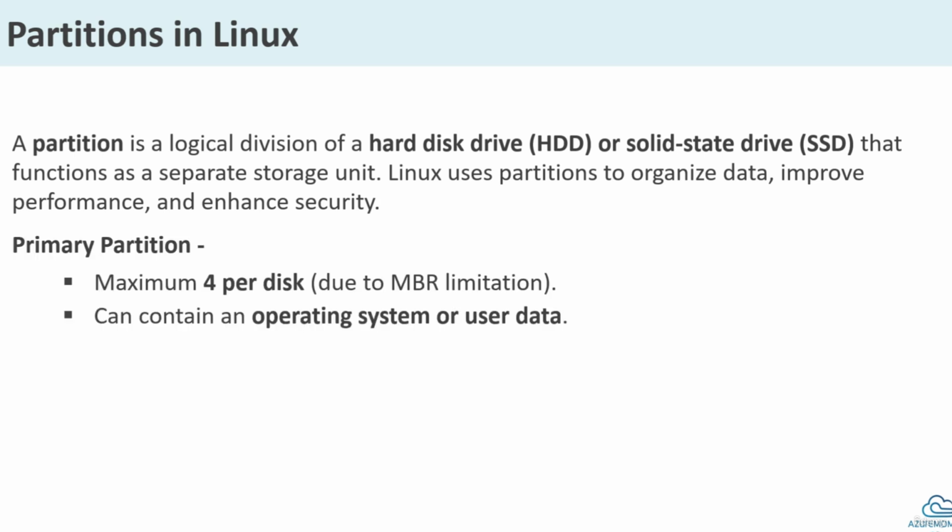Now, the primary partition. A primary partition is a direct section of your hard drive that can hold an operating system like Linux or Windows, or store files. Due to old MBR limits, you can only create 4 primary partitions per disk. If you need more partitions, you must use an extended partition. Primary partitions are bootable, meaning you can install an operating system on them.